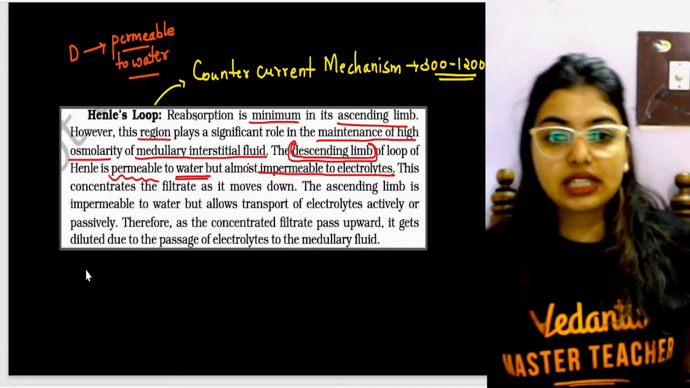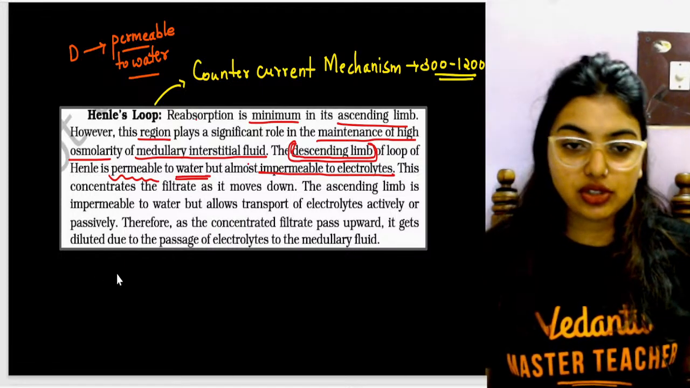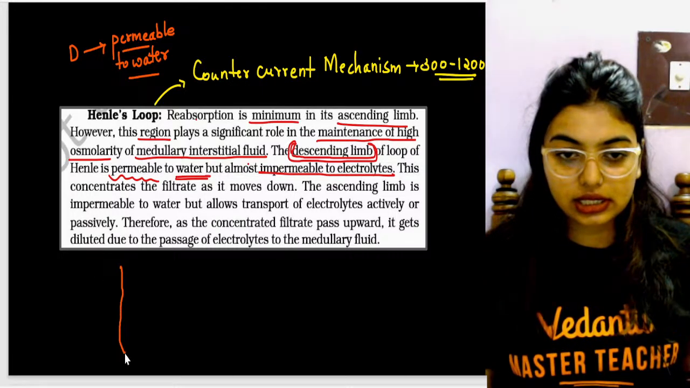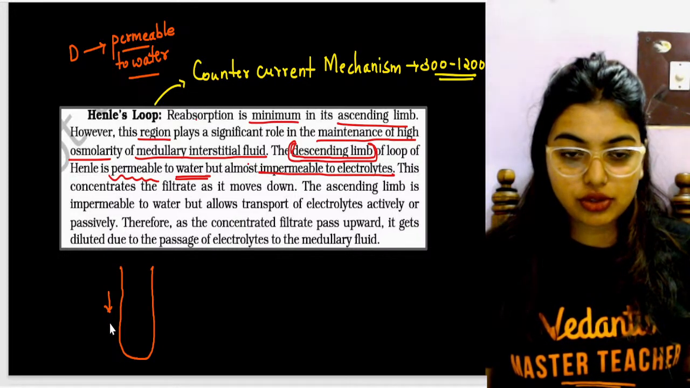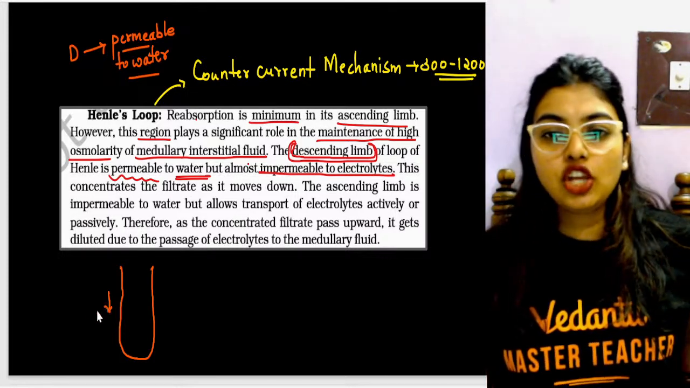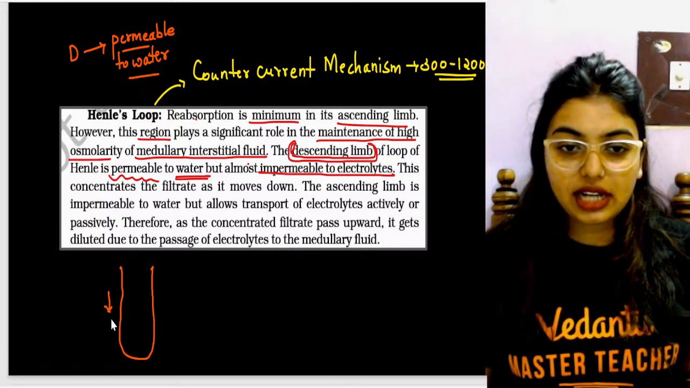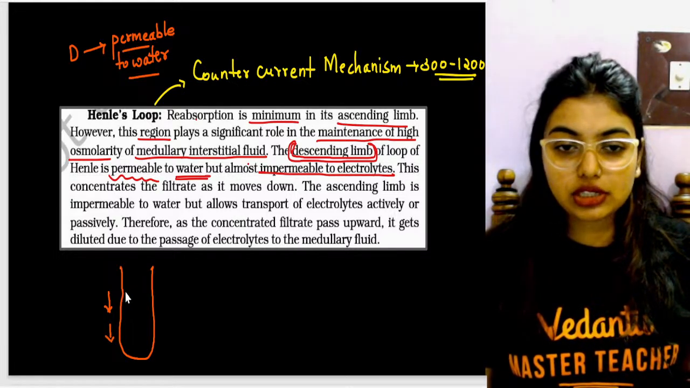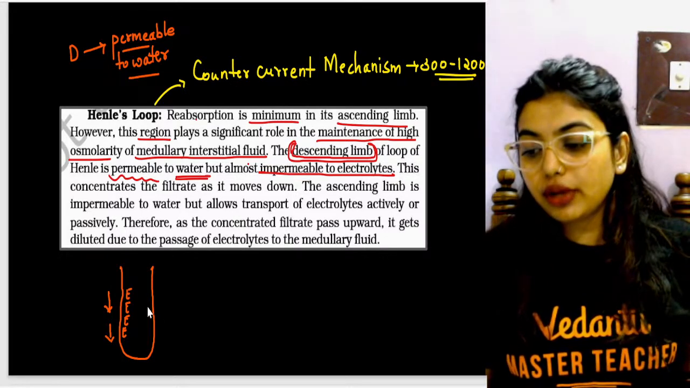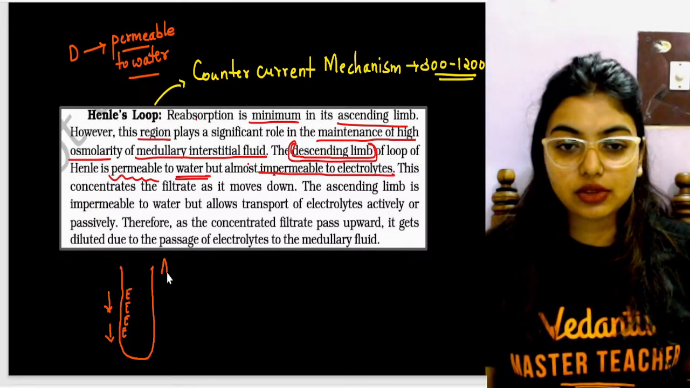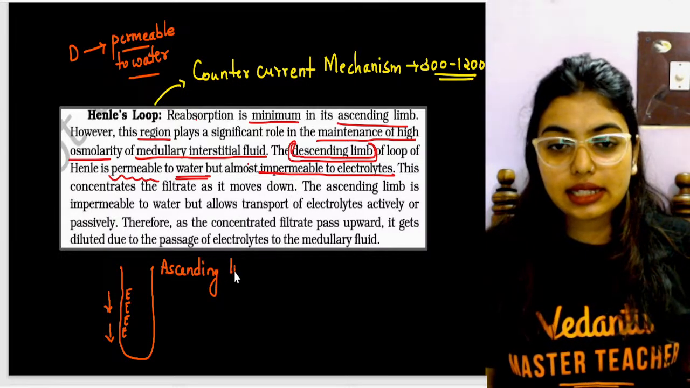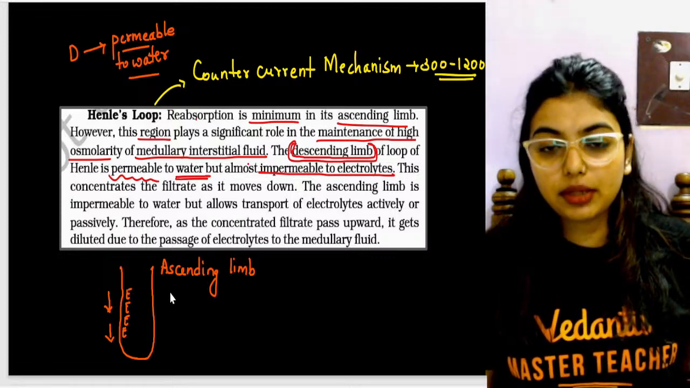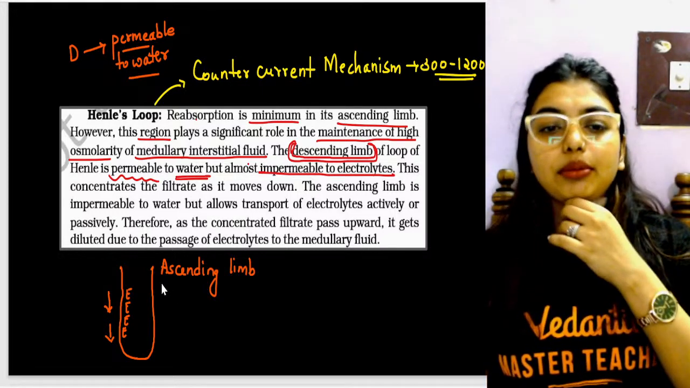Now this concentrates the filtrate as it moves down. So students, this is the descending limb. This is the ascending limb. As it is going down, it is going to be permeable to water. So this concentrates the filtrate as it moves down. It is going to keep concentrating because continuously electrolytes have been inside. So what do you expect in the ascending limb? In the ascending limb, it is going to be permeable to electrolyte and impermeable to water.